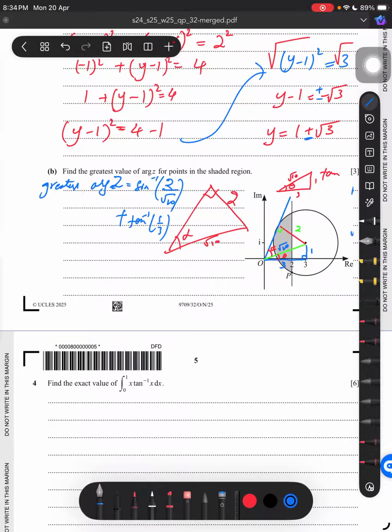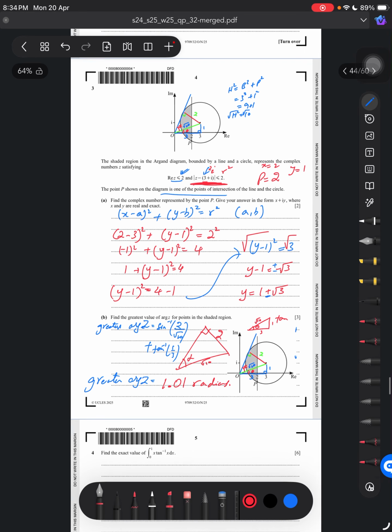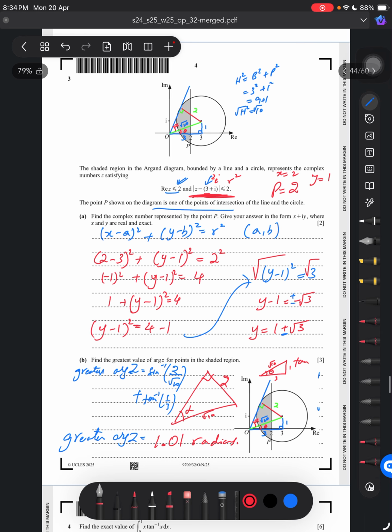When you plug in these values in the calculator, the answer directly would be, let me calculate it. It gives us the answer in radians. Make sure the calculator is in radians. That would be the final solution for A and B for question number 3.